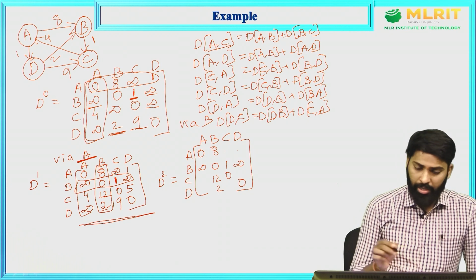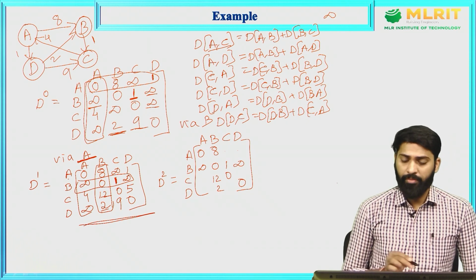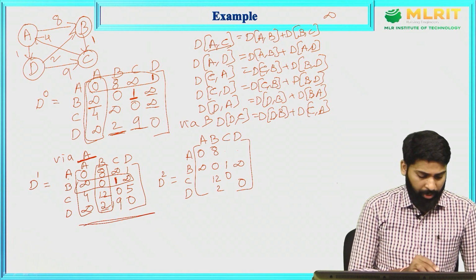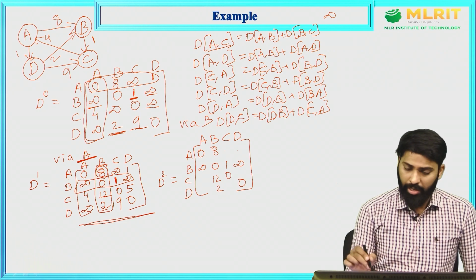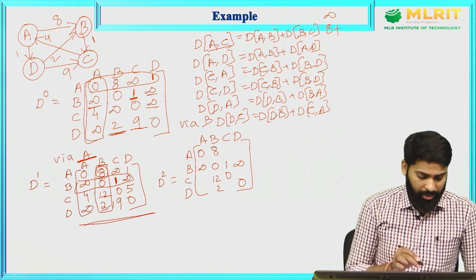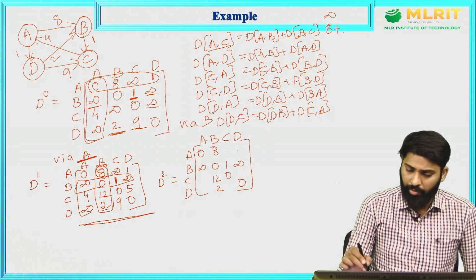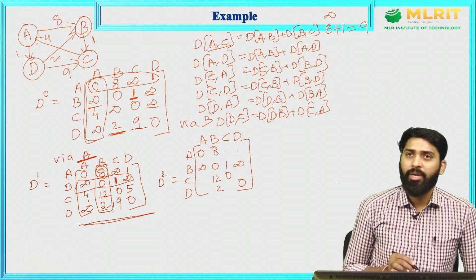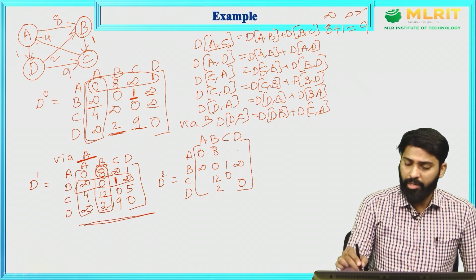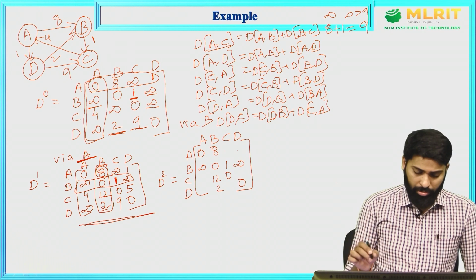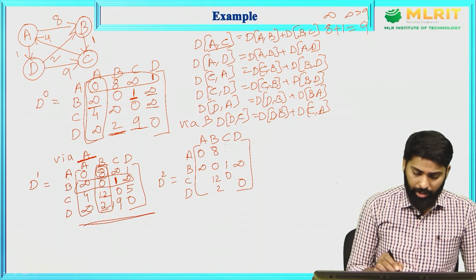So now what is the actual value of distance of A to C? A to C actual value is infinity. Now what is the distance of A to B? A to B distance is 8. 8 plus distance of B to C is 1. So 8 plus 1 is 9. Infinity is greater than 9. So it is true. So here I write A to C distance as 9.